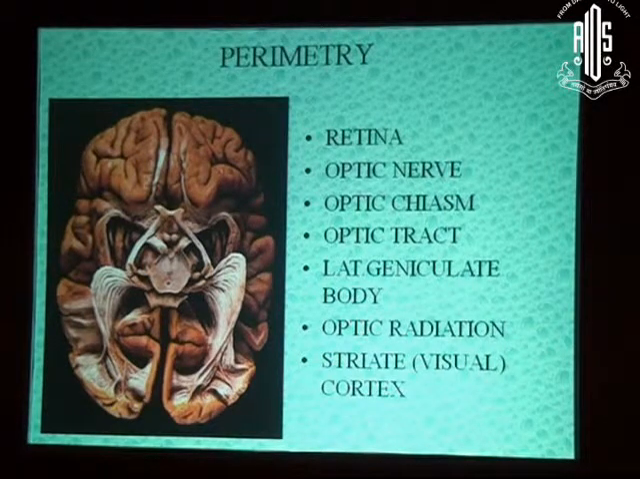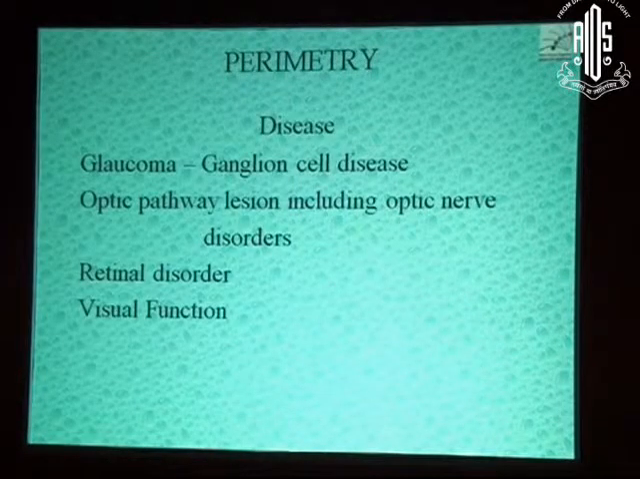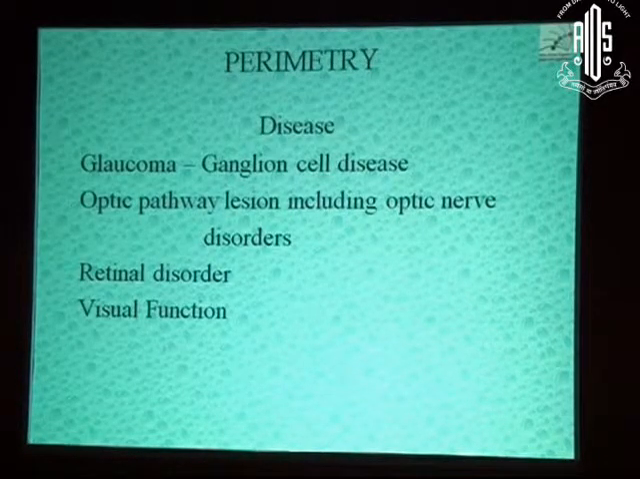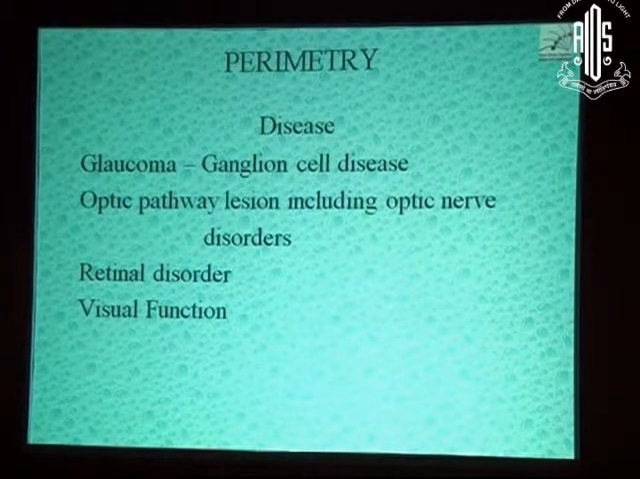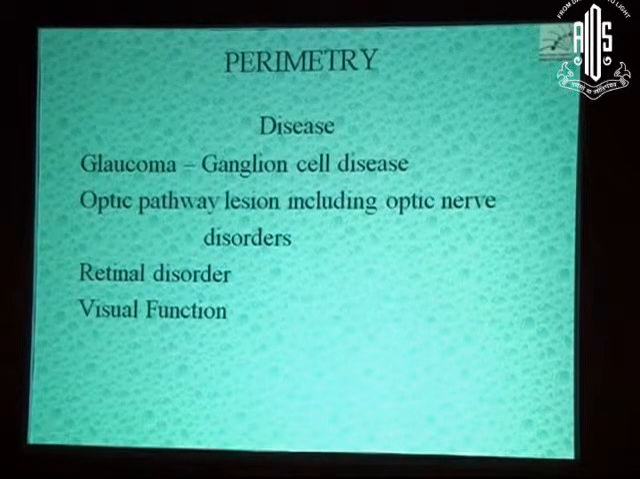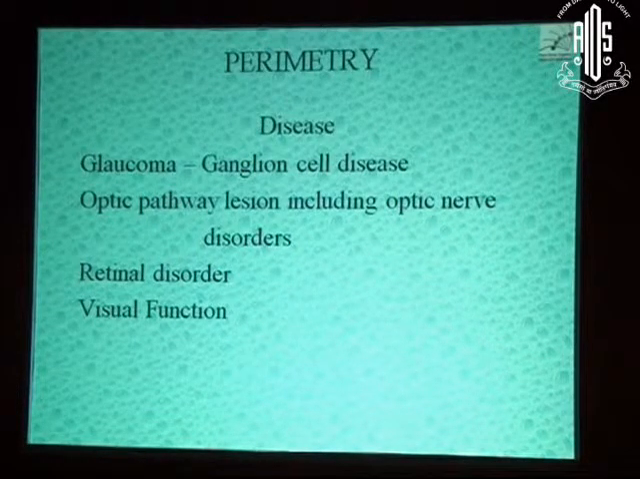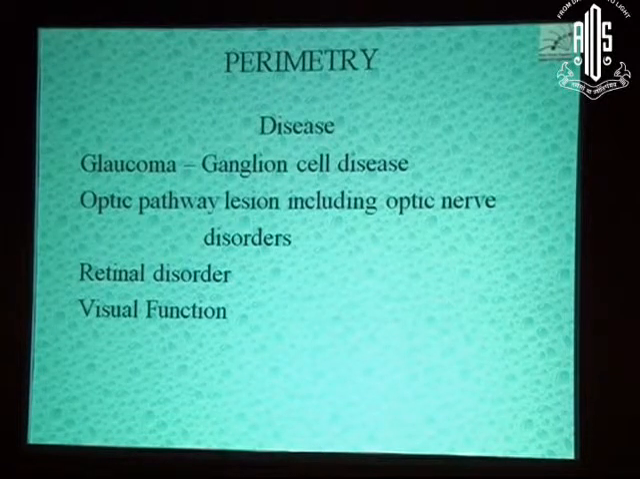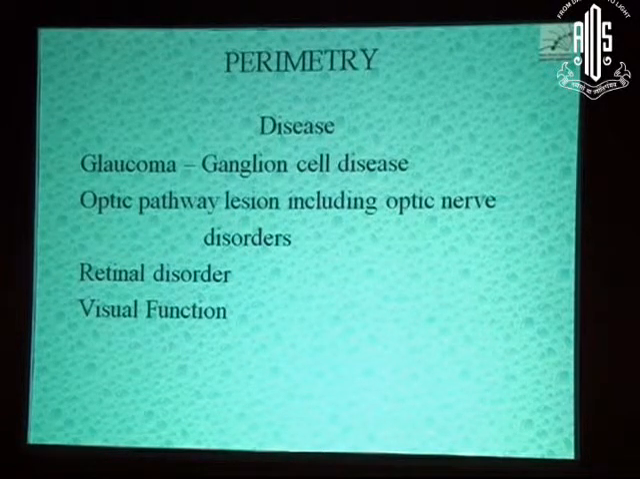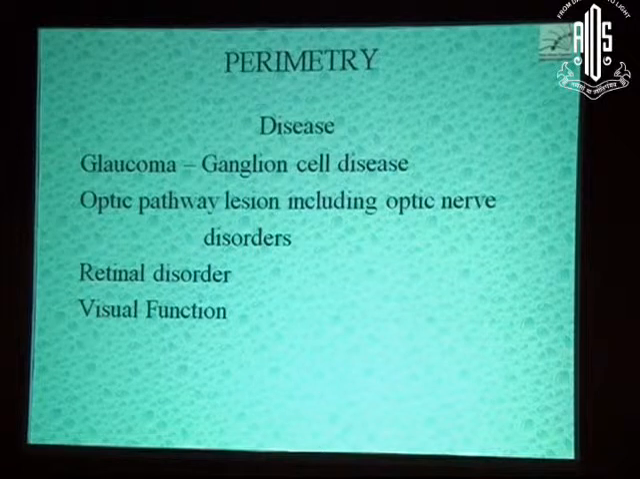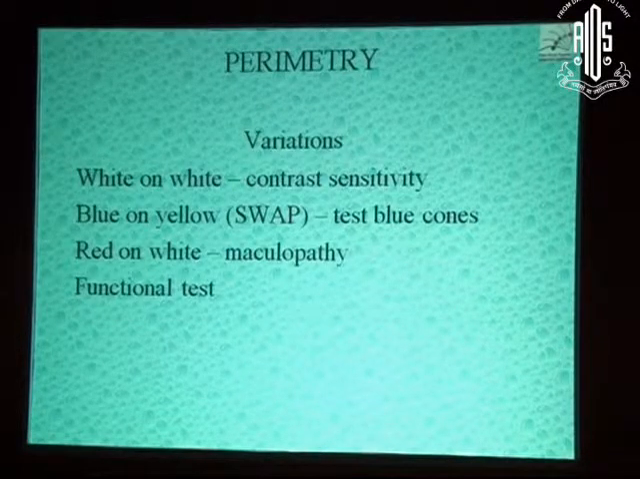By perimetry, you can evaluate not only the optic nerve head or glaucoma, but the whole visual pathway. So what are the diseases for which we do perimetry? One is glaucoma, as you know, a ganglion cell disease. For glaucoma management and diagnosis, it is very much essential. It is often used for optic pathway lesions, including optic nerve disorders. It is an important tool sometimes in the management of retinal disorders and sometimes to certify visual function in rehabilitation or any program.